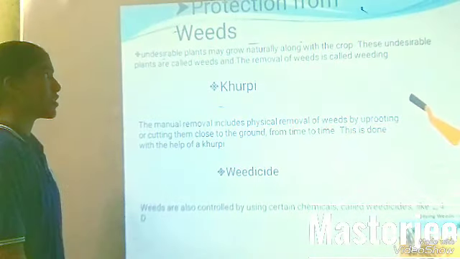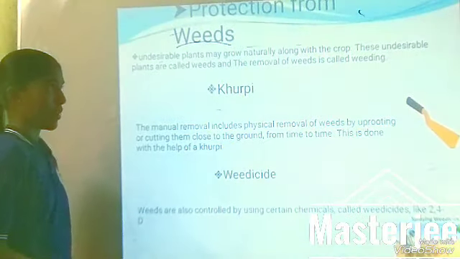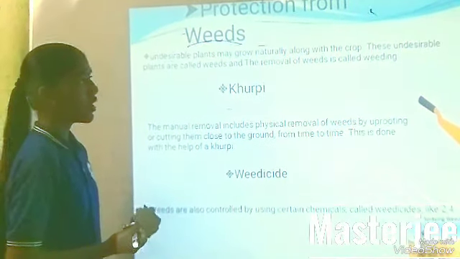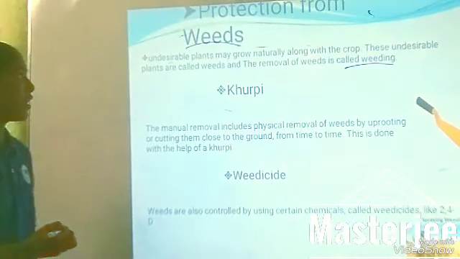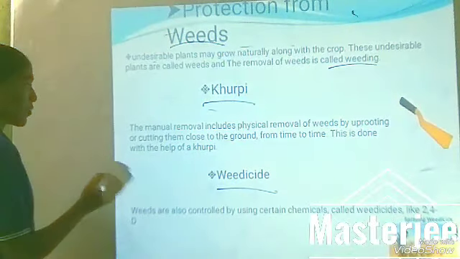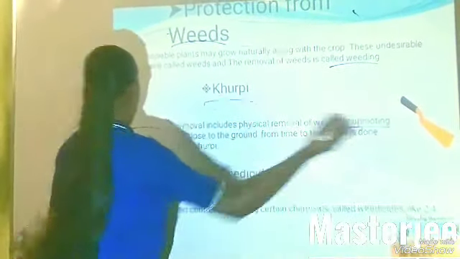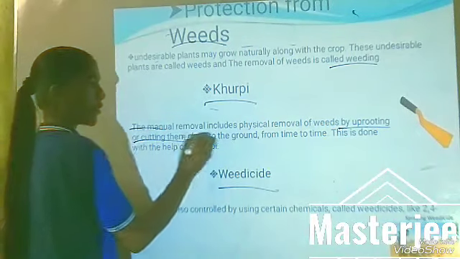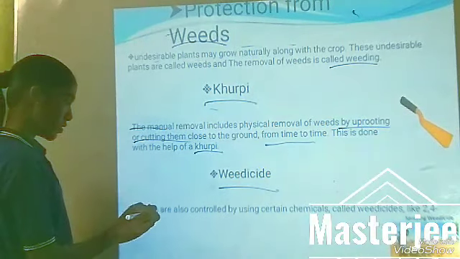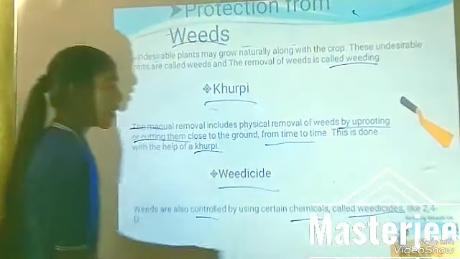The next thing is protection from weeds. Weeds are undesirable plants that may grow naturally along with the crop. These undesirable plants are called weeds and the removal of weeds is called weeding. The removal of weeds is done in two ways. One is manual, using a putty, and the other is weedicides. The manual removal includes physical removal of weeds by uprooting or cutting them close to the ground from time to time. Weeds are also controlled by using certain chemicals called weedicides, like 2,4-D.